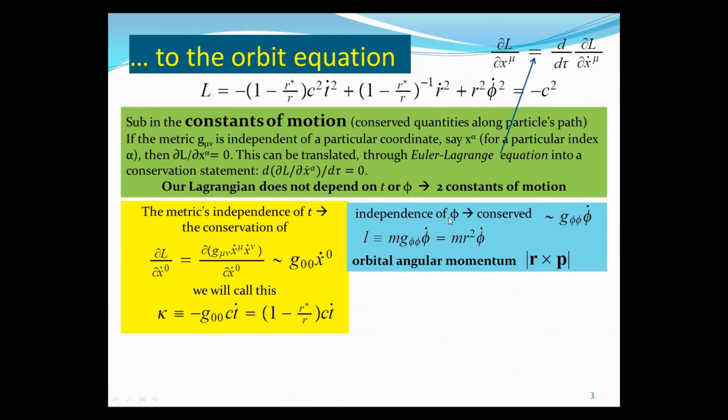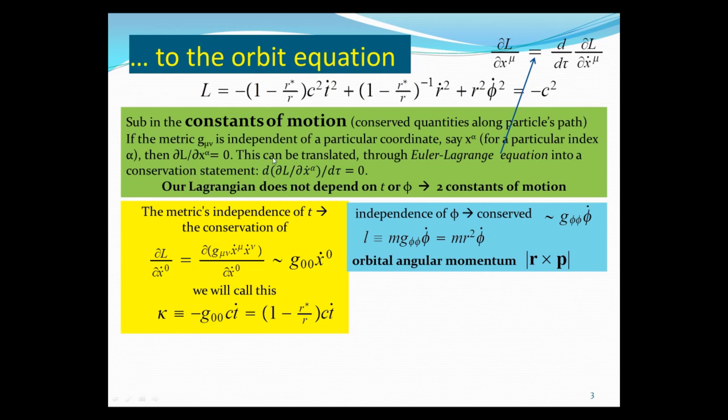In the same way, the Lagrangian is independent of the azimuthal angle, and therefore it implies the conservation of g phi phi phi dot. We multiply by m and call this quantity L, the constant of motion. Now, what is this L? Clearly, because g phi phi is just r squared, this is m times r times phi dot. So that's the tangential momentum, multiplied by r. So this is just r cross p, the orbital angular momentum. That's why it's conserved.